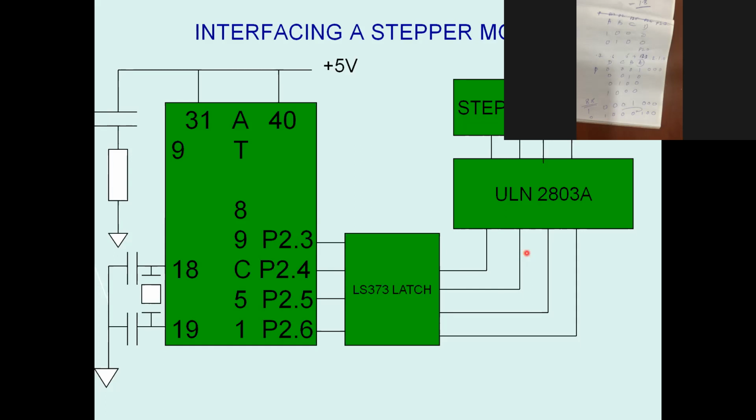C will be energized. Even if I am rotating in the reverse order, then it will be first B, then C, then D, then again A. In this way, we can rotate a stepper motor in the clockwise or anti-clockwise. We can rotate the stepper motor both ways: either first A, then D, then C, then B, or A, then B, then C, then D.